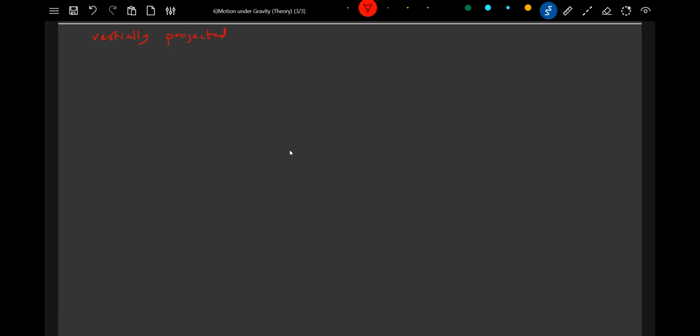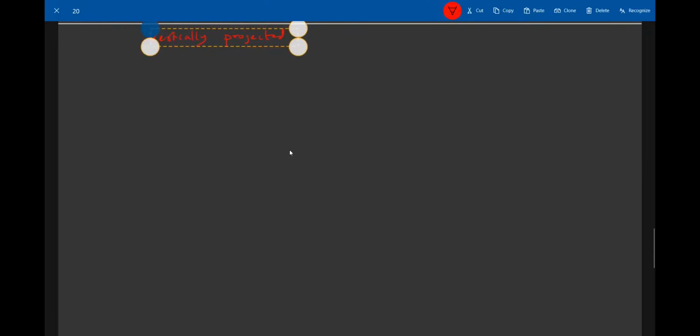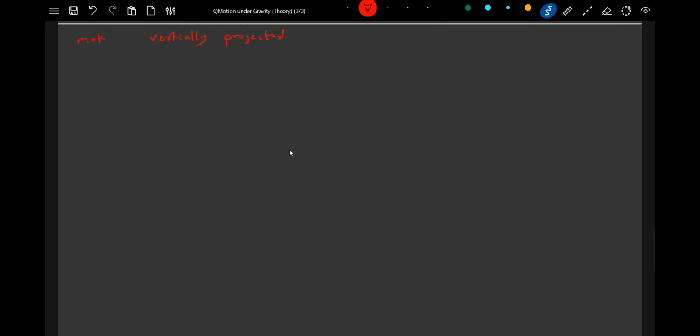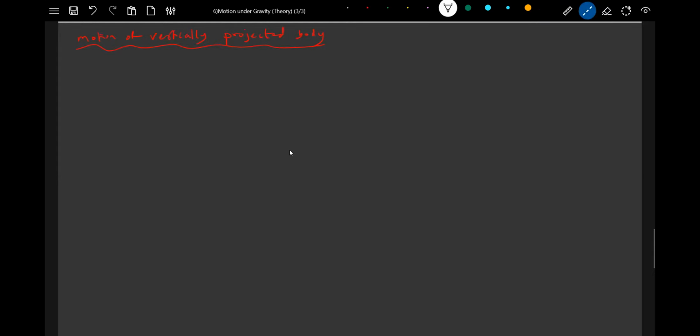Vertically projected. Motion of vertically projected body. We have to describe the motion of a vertically projected body.